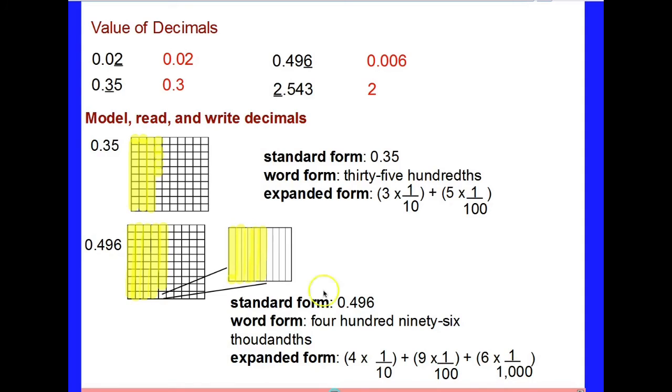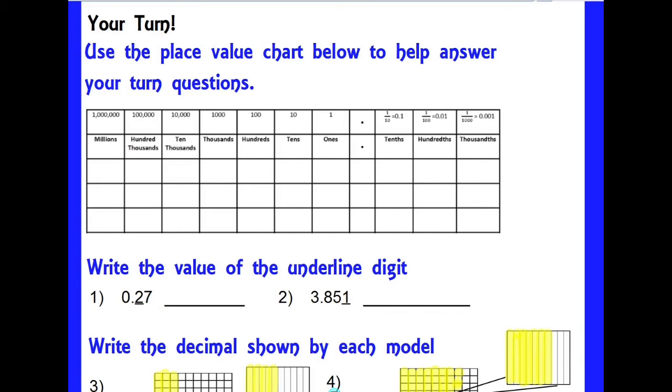Now you are going to try some problems on your own. These are the your turn problems we would like for you to try in your journal. So you're going to use this place value chart to help answer the questions for your turn. So this will be a good reference for you to place your digits in to make sure that you are representing them in the correct manner.